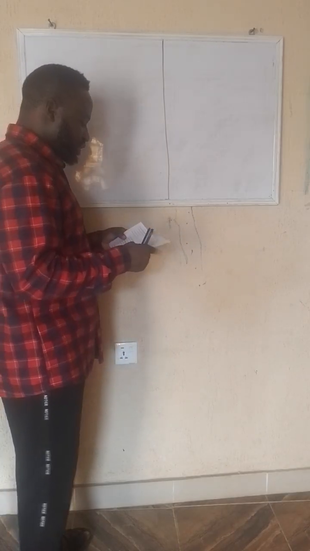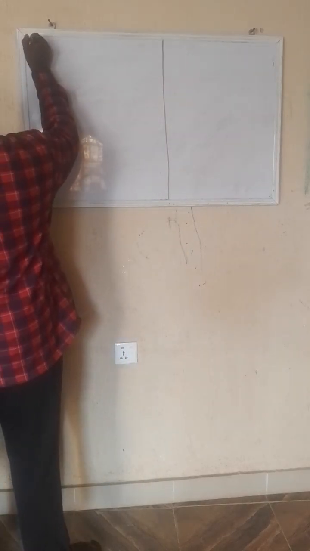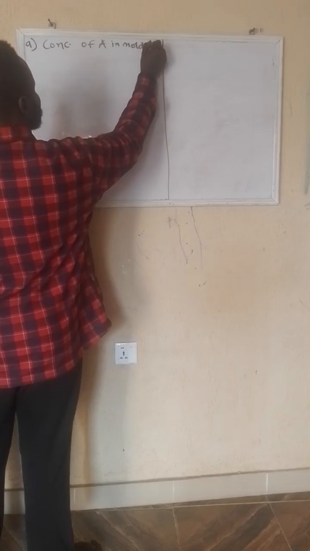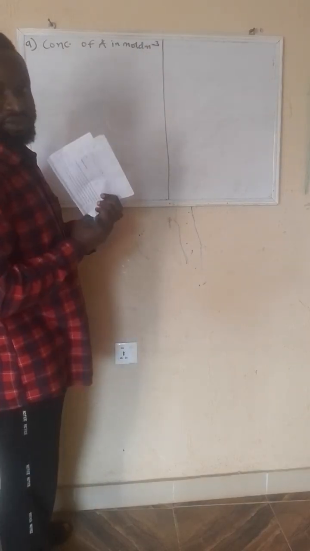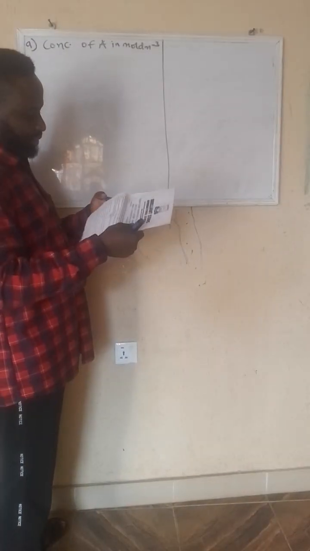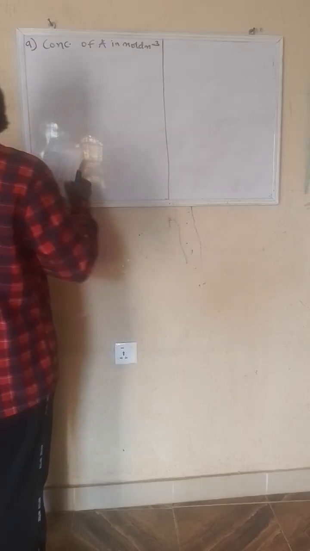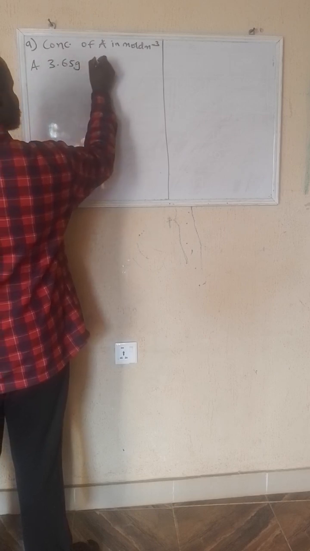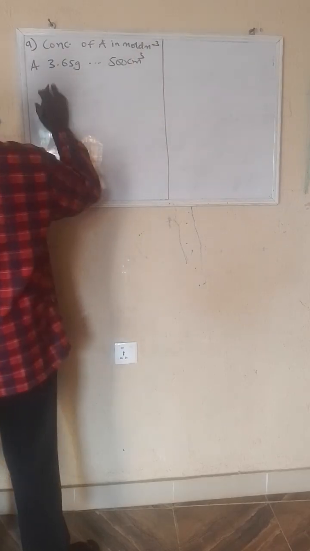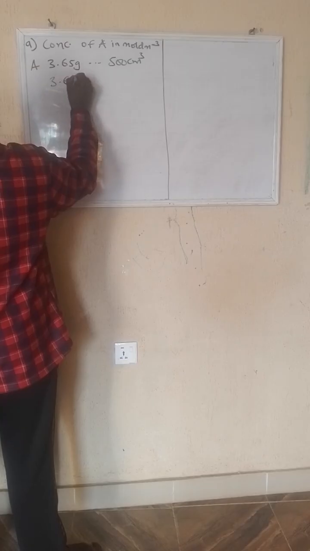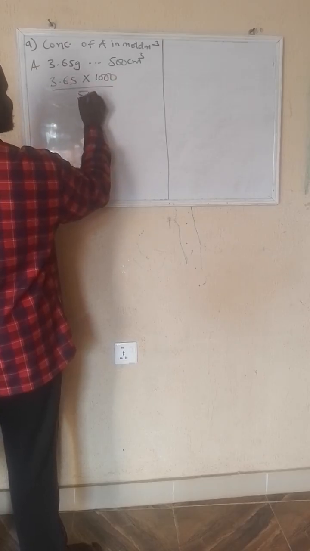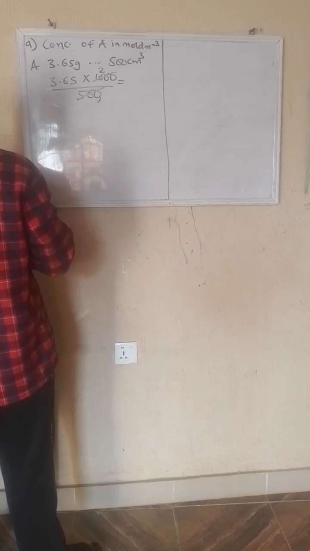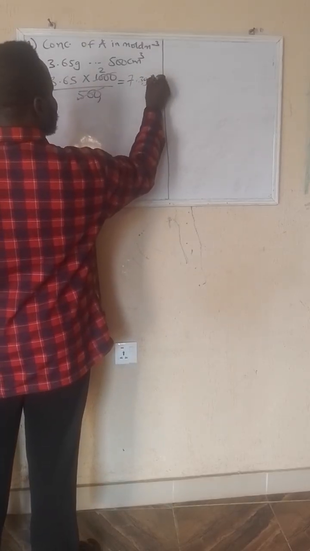So the first thing we are calculating is the concentration of A in mole per dm cube. From the information we are given, A contains 3.65 grams of HCl in 500 cm cube of a solution. So for me to change this to gram per dm cube, I'm going to say 3.65 times 1000 divided by 500. 3.65 multiplied by 2 will give me 7.3 grams per dm cube.